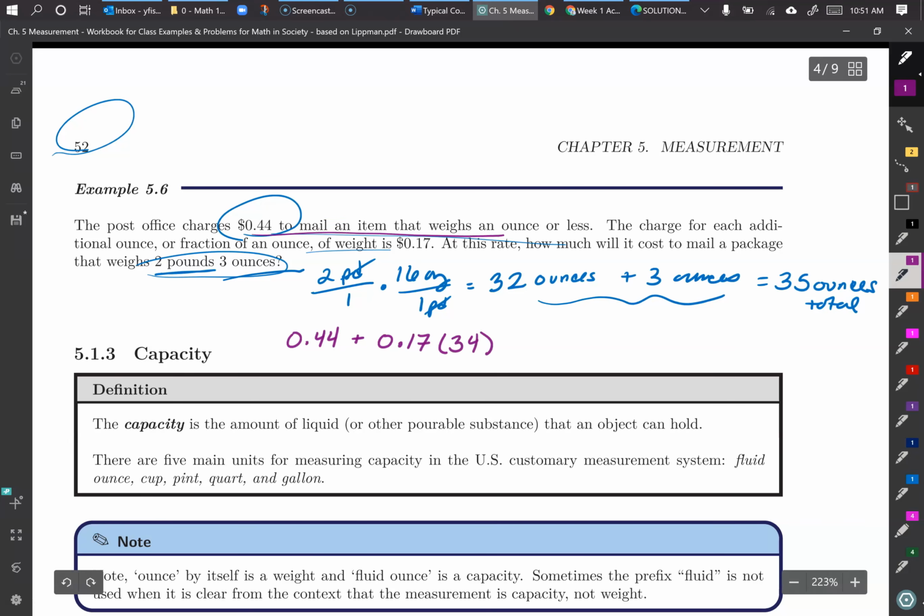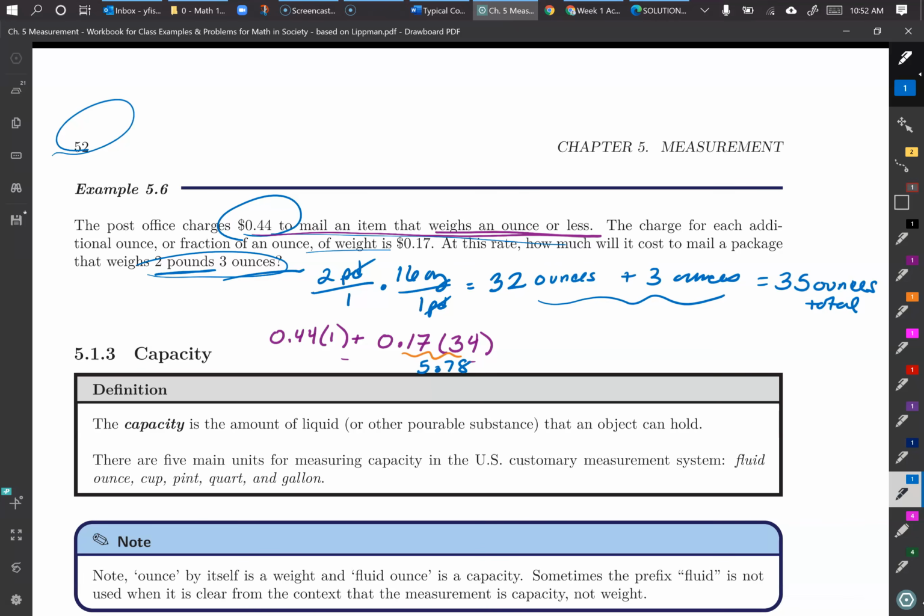So it's 44 cents for 1 ounce or less. So we could even write it like this, just to be really clear: 44 cents for 1 ounce. Then you get a reduced rate for all the other ounces used up. So that makes 35 total, just to be doubly clear on that. And then watch your order of operations, and that comes out to $5.78.